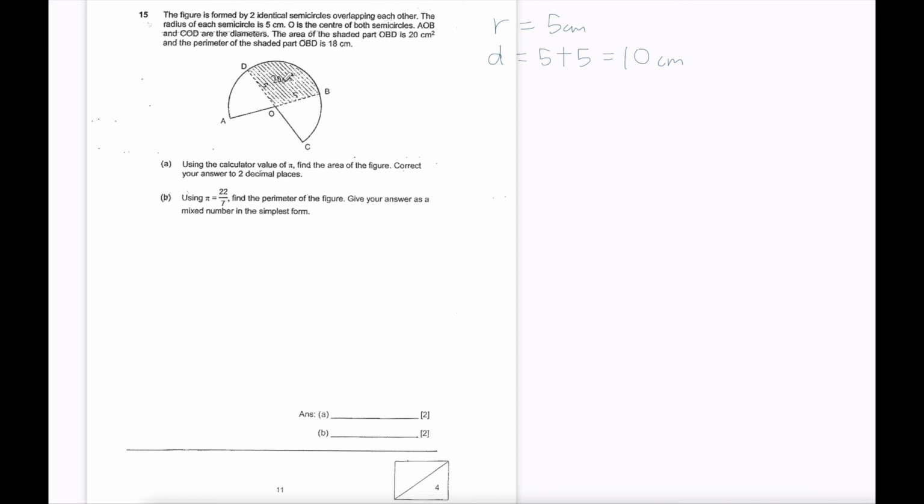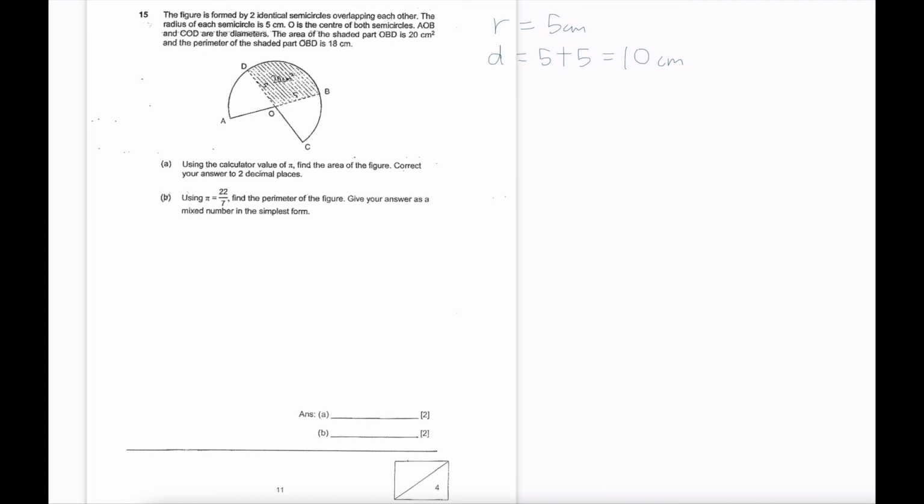Okay, so the area of the shaded part is 20 cm square. They didn't correction tape this part away, so I think the previous student actually wrote 20 cm square here. We can see it here, so we can use it. There's also a 5 here and a 5 here, which is obvious because the radius is 5 cm. The perimeter of the shaded part OBD is 18 cm. Okay, got it.